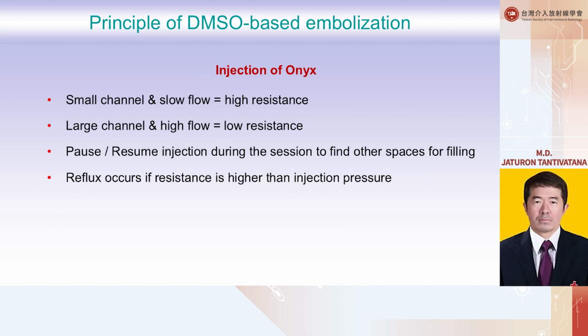For small channels and slow flow, usually the architecture of the lesion will have a very high resistance. For large channels with high flow, it becomes like a low resistance model. And we have to pause and resume injection during the session to find the space filling of the other portions of the lesion, especially for AVMs. Reflux occurs if the resistance is higher than the injection pressure.